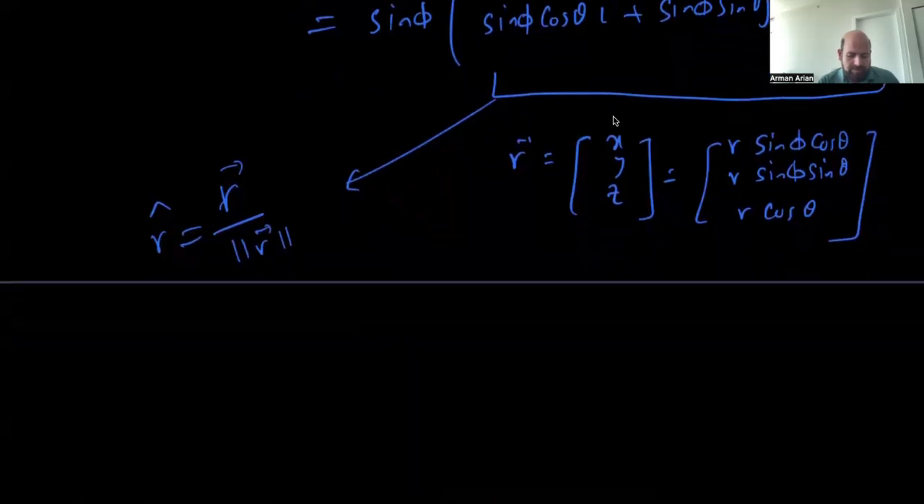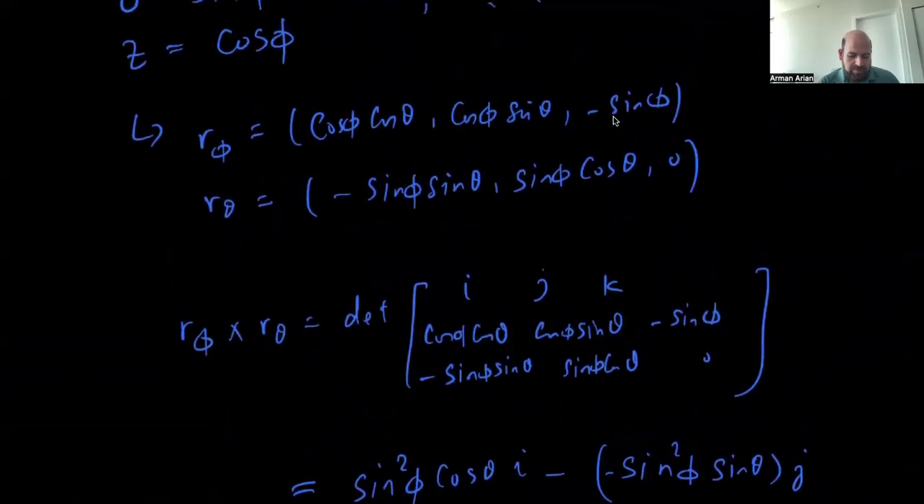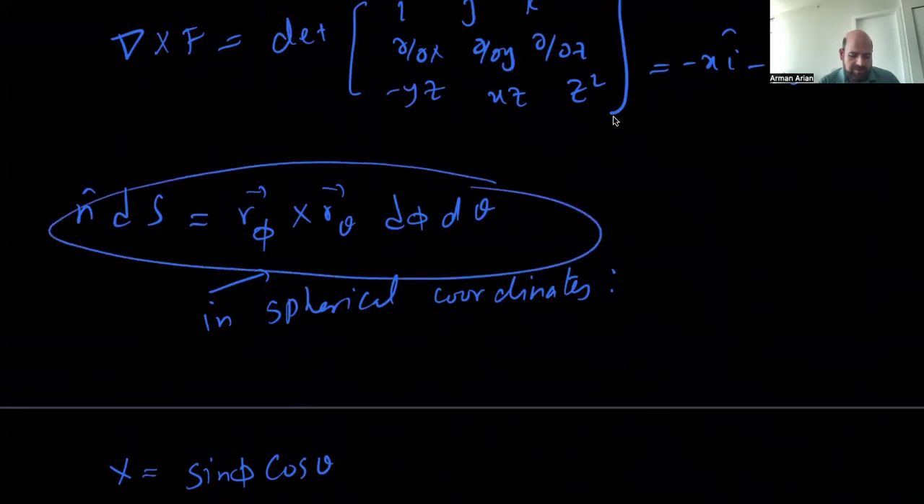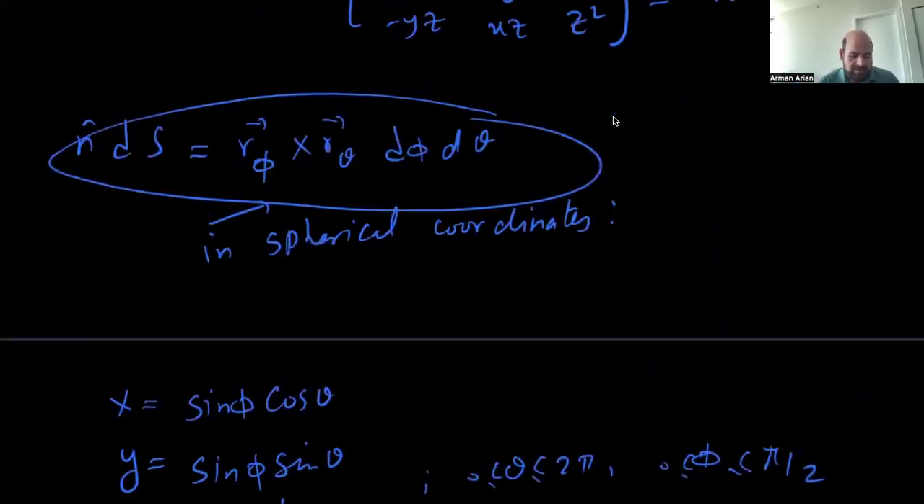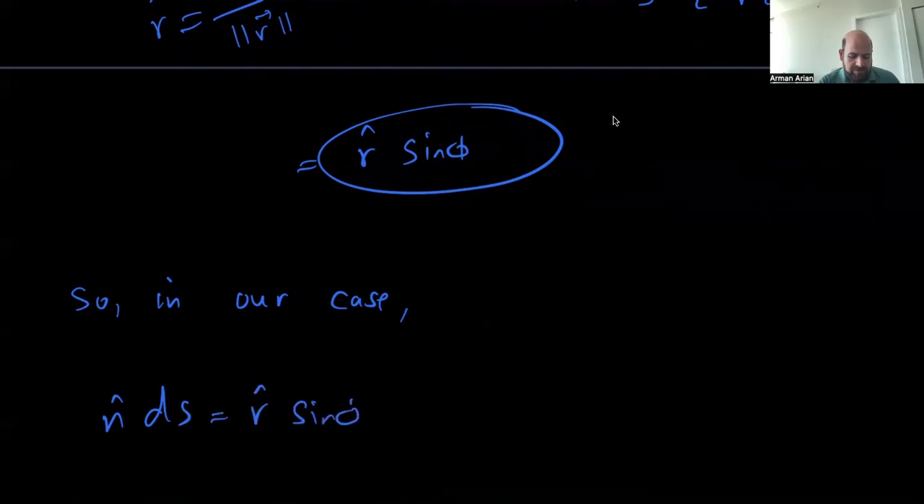So then this becomes r hat sine phi. This is what we got by doing this cross product. Now, if we substitute back into this formula to find n dS, in our case, we can say that n dS equals r hat sine phi d phi d theta.